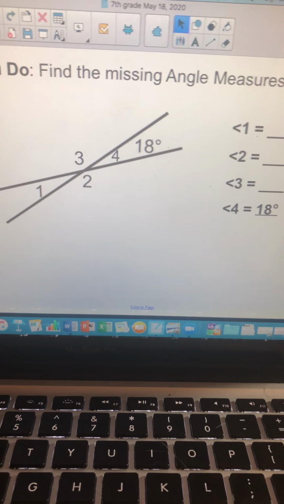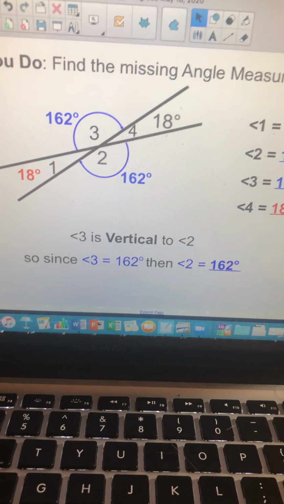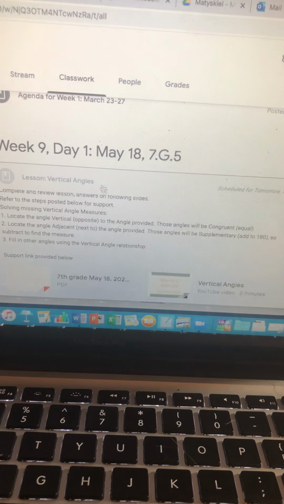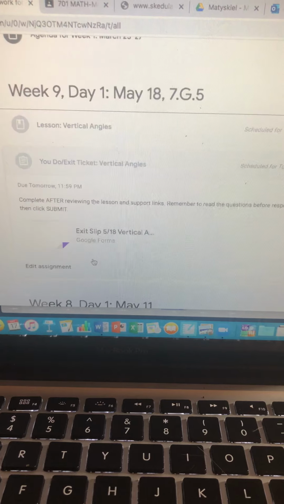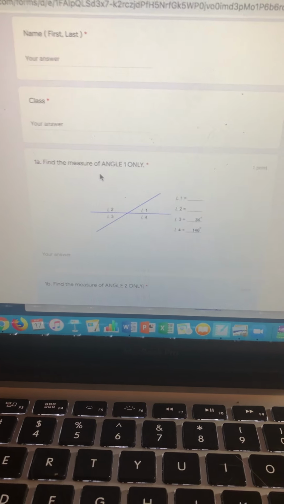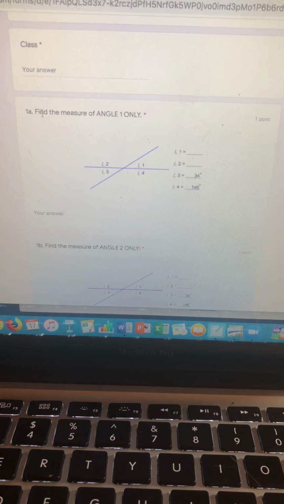Okay, I believe there's another one for you to try with the answers provided on the following slide, and then you have your exit ticket for the day. So I'll show you where that is just so that everyone's clear. Okay, so it's right here. You're going to click on your exit slip, and I just want to clarify one thing. Please make sure you're reading what the question wants you to find.